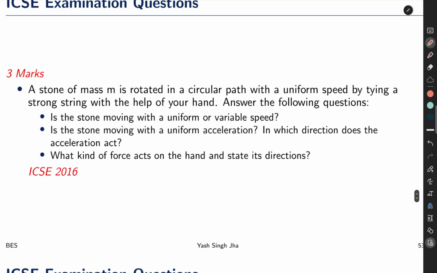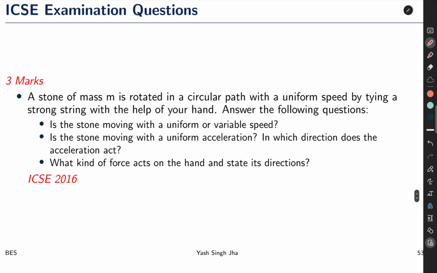Next, a stone of mass m is rotated in a circular path with a uniform speed by tying a strong string with the help of your hand. Answer the following questions. So there is a stone tied to a string and it is rotated. Is the stone moving with a uniform or variable speed? The answer is given in the question itself, with a uniform speed. So uniform is the answer. Number 2, is the stone moving with a uniform acceleration? No, it is a non-uniform acceleration.